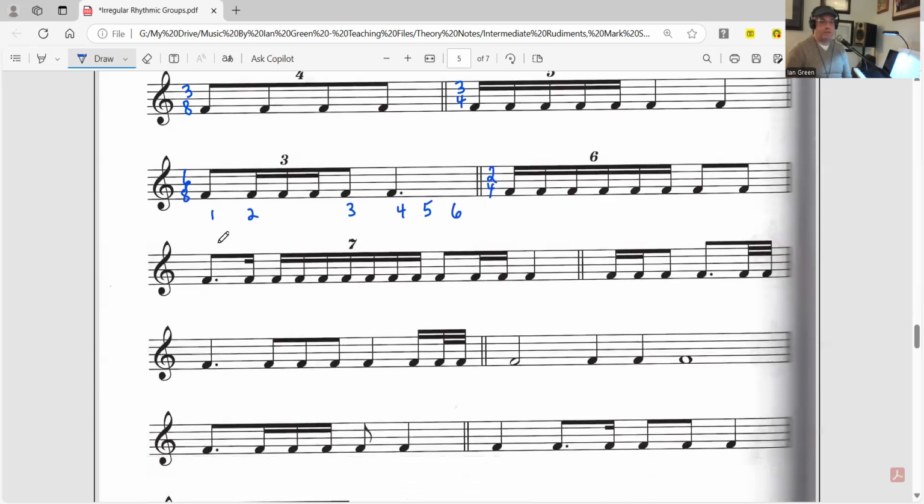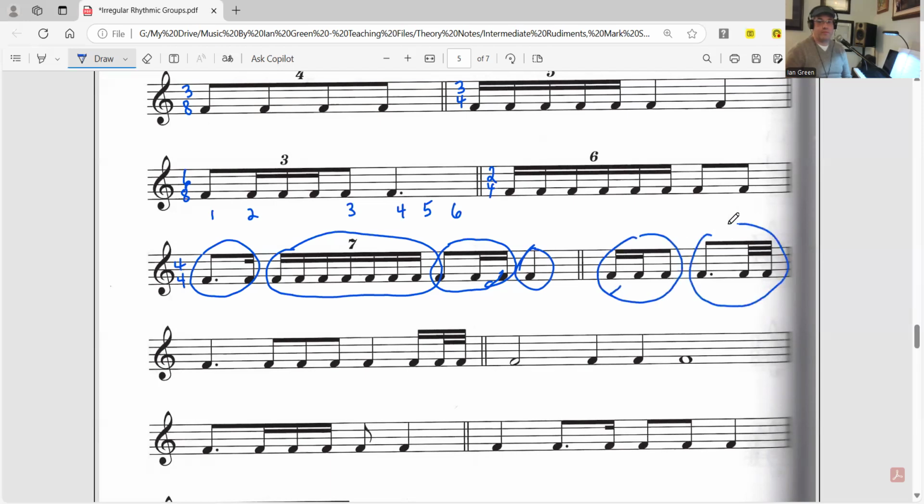This next one, 1, 2, 3, 4. This one could be 4/4. 1, 2, 2/4.